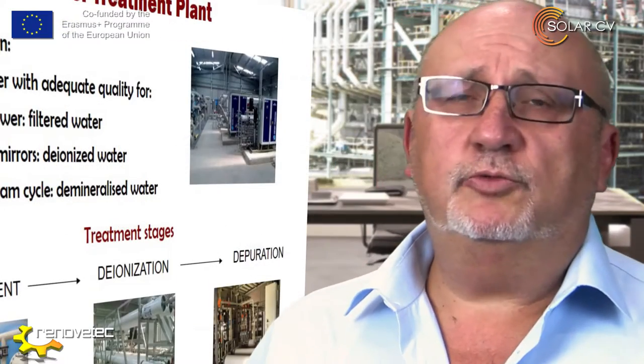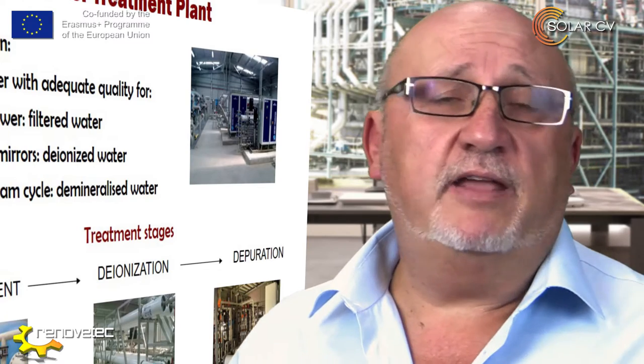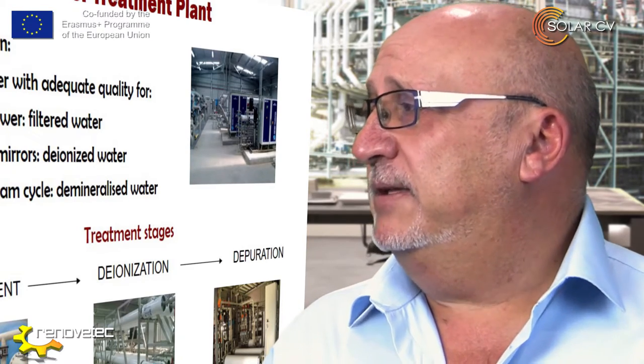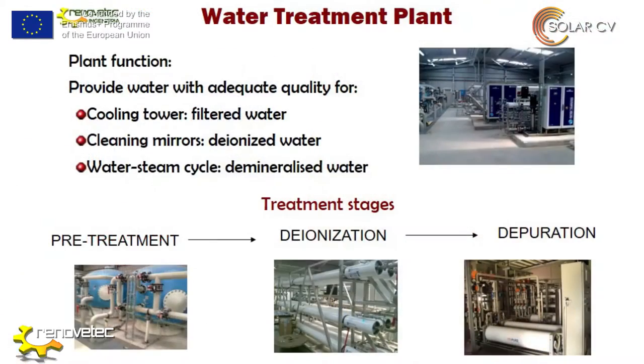Our plant consumes water. This water comes from some source, some river or the sea or other place, but does not have enough quality for our consumers. We need to adapt this quality, and for that reason we have a water treatment plant.